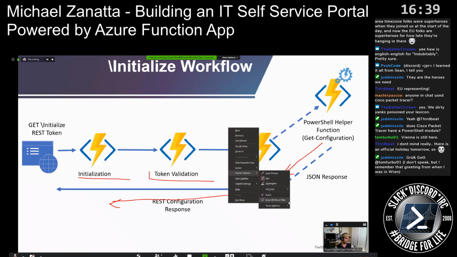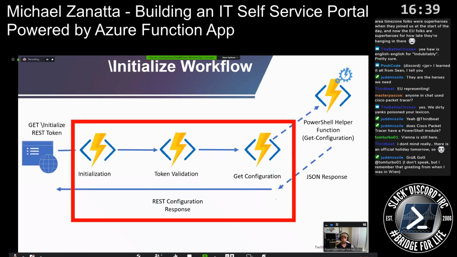So let's go ahead and take a look at some code. The first thing we're going to do is dive into some CSharp. We're going to have a look at the initialization, validation, and configuration, and then we're going to go and have a look at our helper. So let's go and do that.